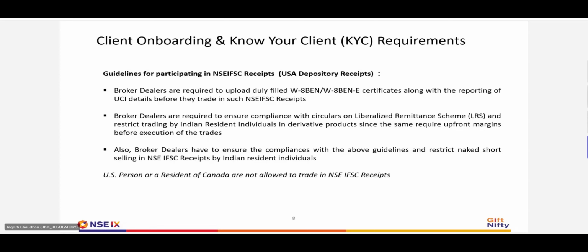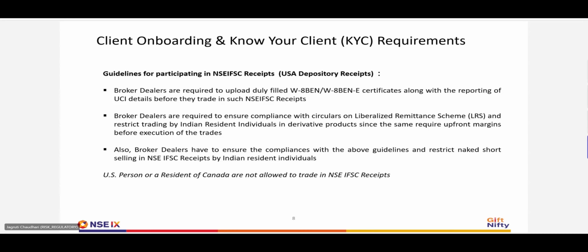For guidance on participating in US DRs for resident individuals, one needs to take care that a US person or resident of Canada is not allowed to participate in US depository receipts. Any client who wants to trade here has to upload a form known as W8BEN or W8BEN-E with relevant UCI details before they commence their trading operations.